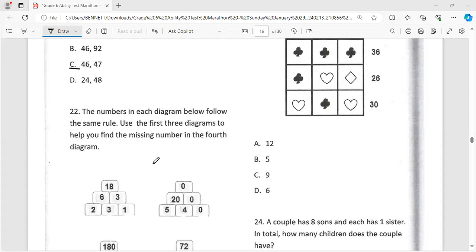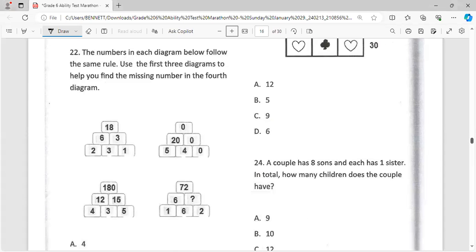There's a problem. All right, so for 22 now, it says the numbers in each diagram below follow the same rule. Use the first three diagrams to find the missing number in the fourth diagram. So your job is to find the missing one in the fourth diagram. Let me see. 2 times 6, 3 times 6, 3 times 8, 3 times 6 is 18. Sir, it's 12. If 12 is there, so you can scroll down.